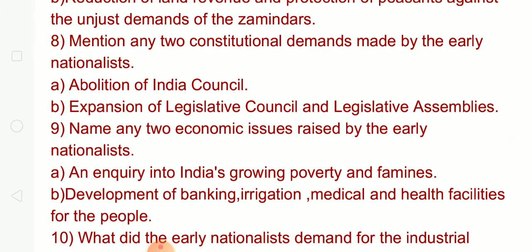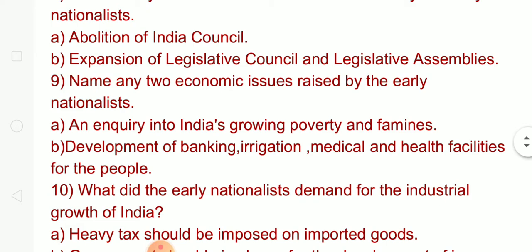Ninth question. Name any two economic issues raised by the early nationalists. The two economic issues are an inquiry into India's growing poverty and famines. Second one, development of banking, irrigation, medical and health facilities for the people.